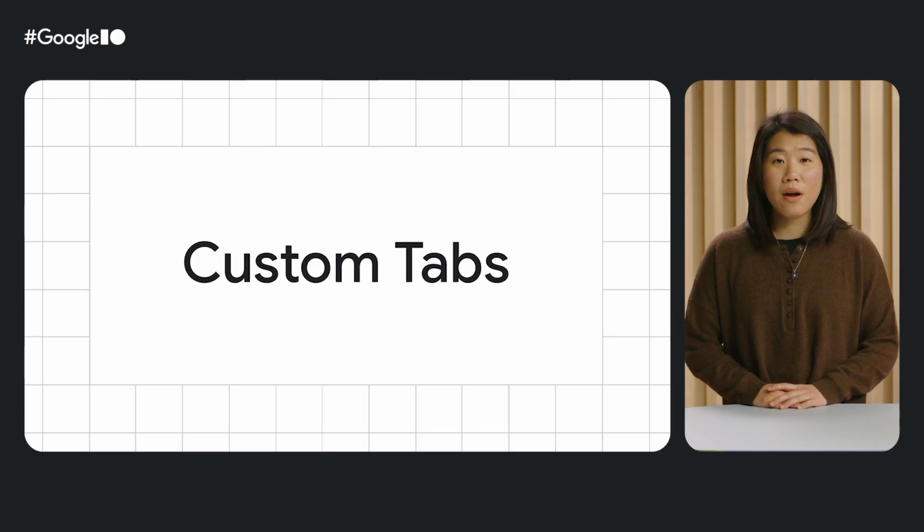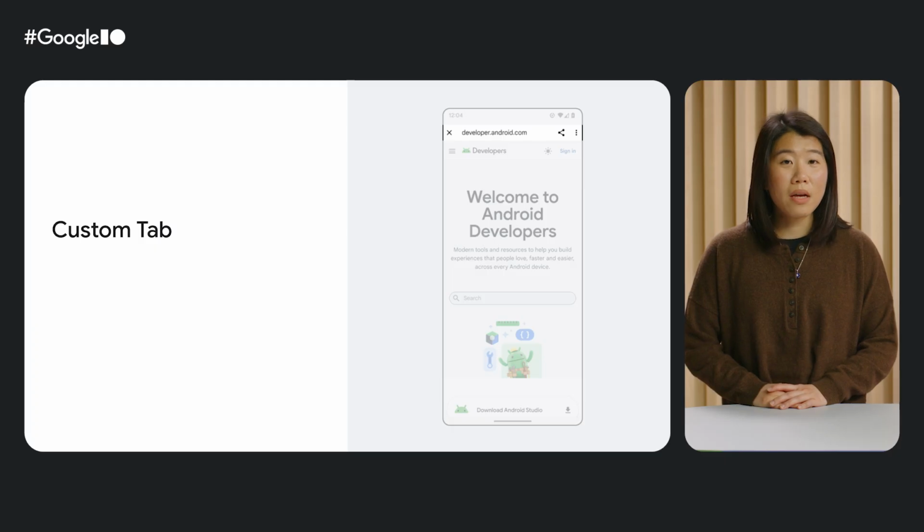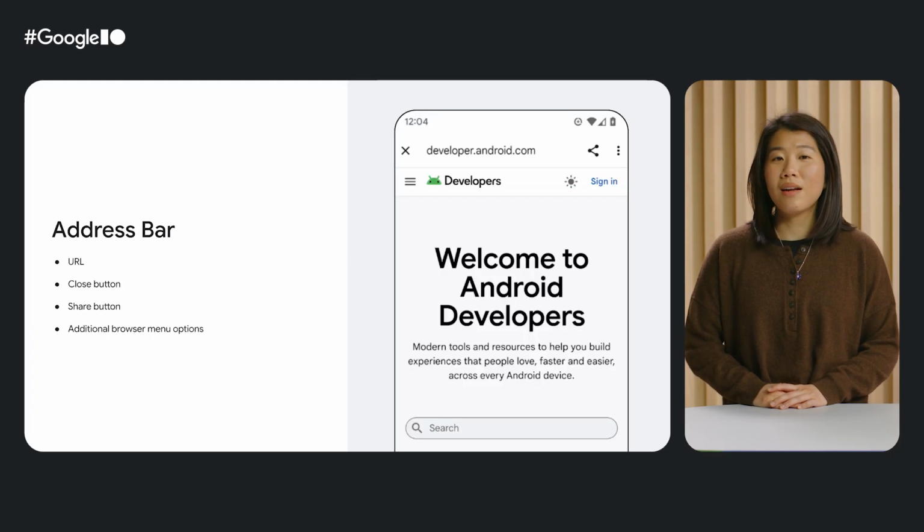With custom tabs, your app directly launches a customizable browser experience and loads web content in it. Users remain in your app while they browse so they can stay engaged and return easily to the app. Here you can see an example of a custom tab and its basic default anatomy. You'll notice that the web page is open full screen with a browser address bar at the top. Let's zoom in on it.